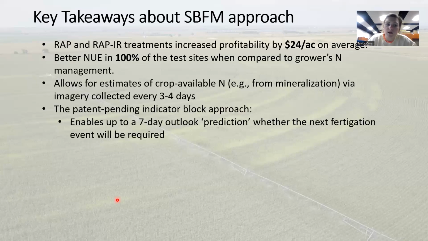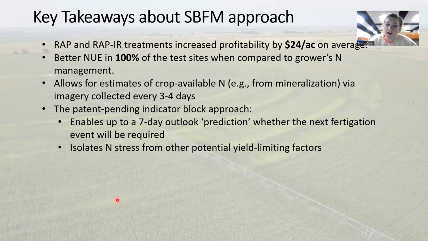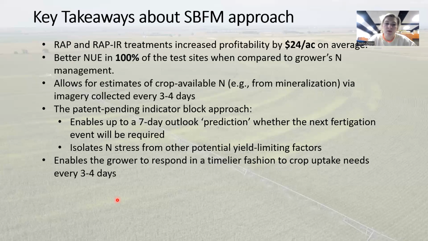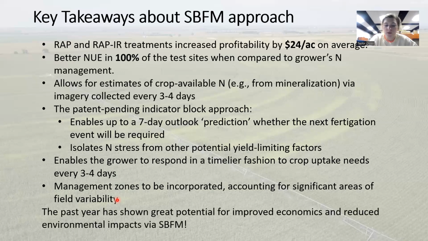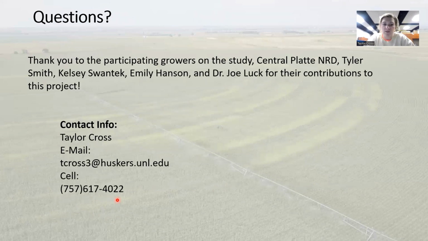So this indicator block approach that we talked about enables a 7-day outlook prediction of whether a fertigation event will be required, and isolates nitrogen stress from other potential yield limiting factors. This method also enables growers to respond in a timely fashion to that crop uptake need every 3 to 4 days. And then we can create management zones to be incorporated, accounting for significant areas of field variability. So like I said, this past year has shown really great potential for improved economics and reduced environmental impacts with this technology and imagery.